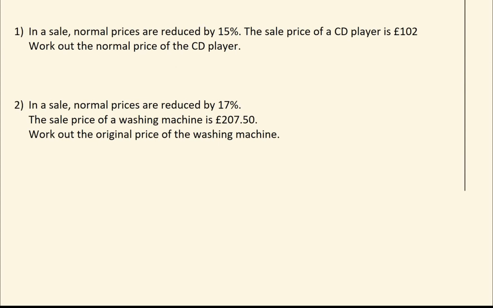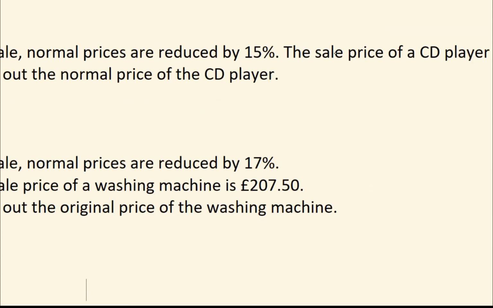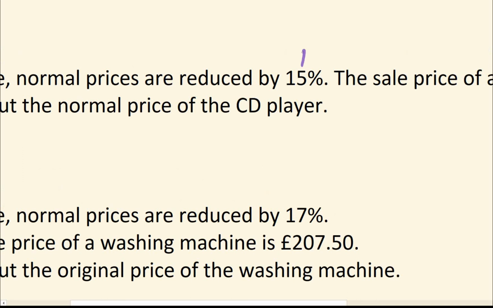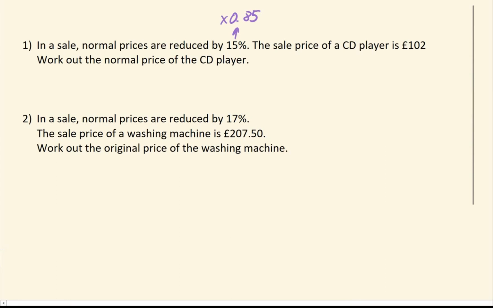Okay, just a couple of super quick examples. So here, prices are reduced by 15%. So we'd normally times by 0.85 to reduce by 15%. We're given the sale price, £102. To work out the normal price, you would do 102 divided by 0.85. So this method, reverse percentages, only works if we're undoing something or working out the normal, the old, or the original price.